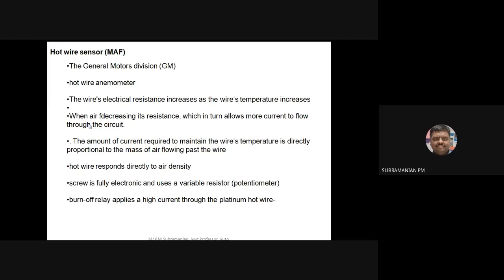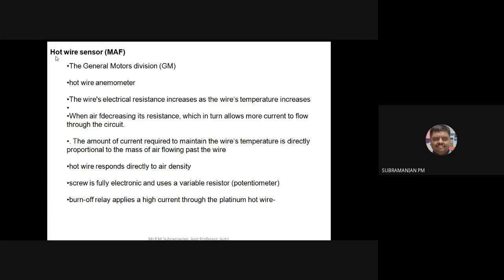In the previous one, the vane sensor, I will be using an additional unit. That is, I will be using a temperature sensor. Okay, but here, why I am using a temperature sensor means I have to respond to the density, whereas here the hot wire sensor will respond directly to the density. Okay, so the hot wire sensor will be responding directly to the density.